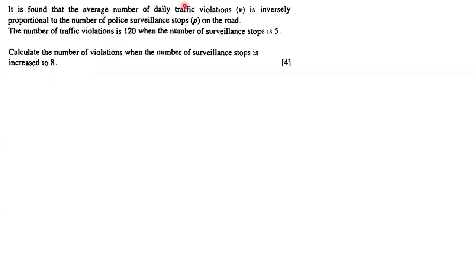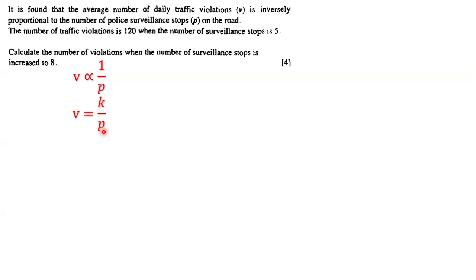And so we have that the average number of daily traffic violations, that's V, is inversely proportional to P. That's how we write it symbolically. Now, what does it mean for V to be inversely proportional to P? That means that there exists some constant K such that V is equal to K divided by P.